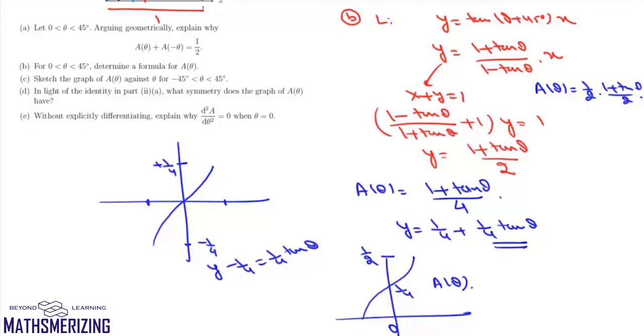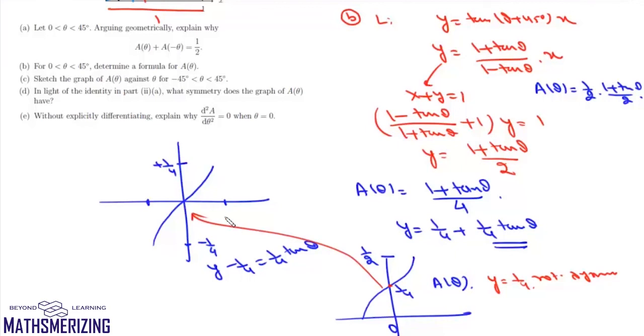Now part D is, in light of the identity in part 2a, what symmetries does the graph of A(theta) have? So this graph has a rotation symmetry about y equals 1 by 4. Now part E is, without explicitly differentiating, explain why the second derivative is 0 when theta is equal to 0.